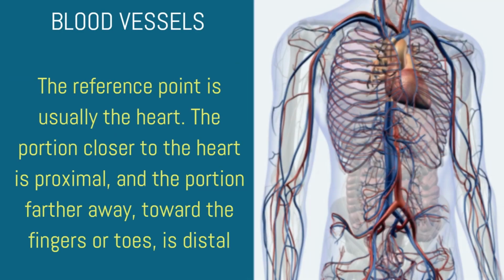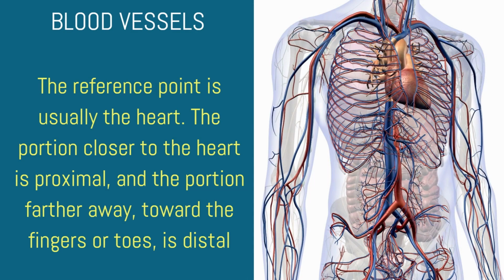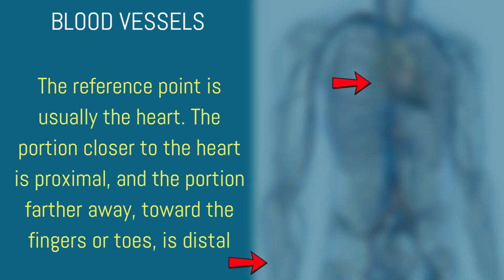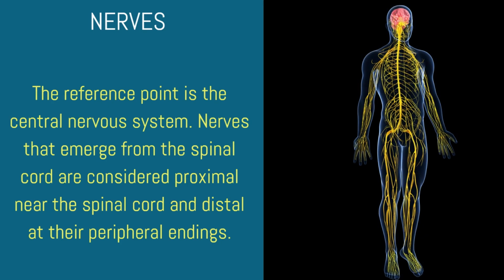Blood vessels. The reference point is usually the heart. The portion closer to the heart is proximal, and the portion farther away, toward the fingers or toes, is distal. Nerves. The reference point is the central nervous system. Nerves that emerge from the spinal cord are considered proximal near the spinal cord and distal at their peripheral endings.